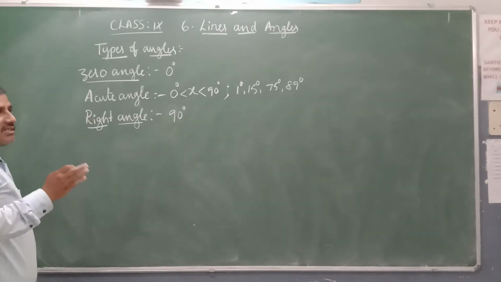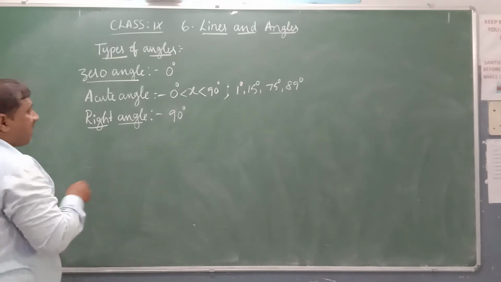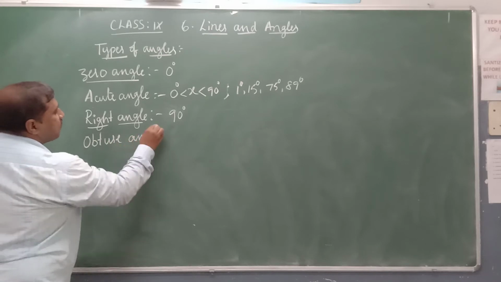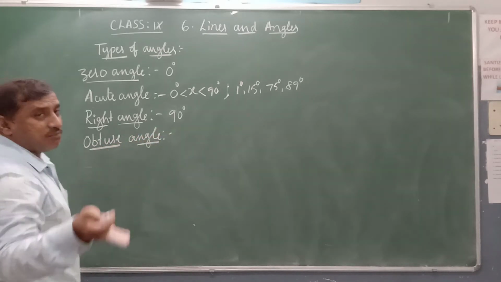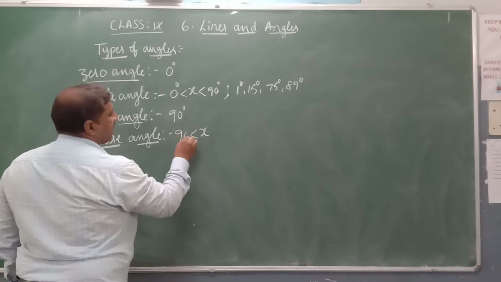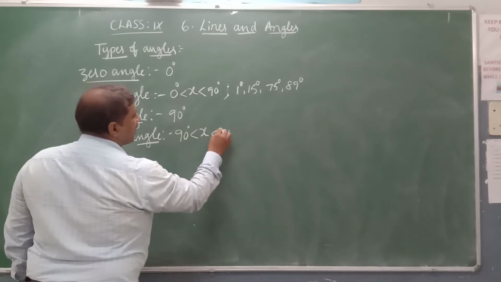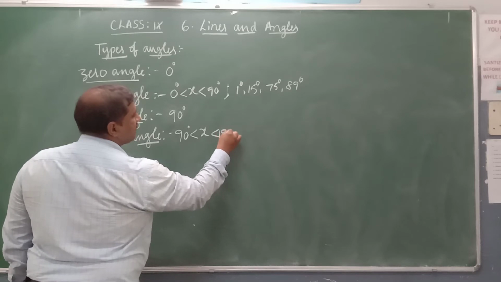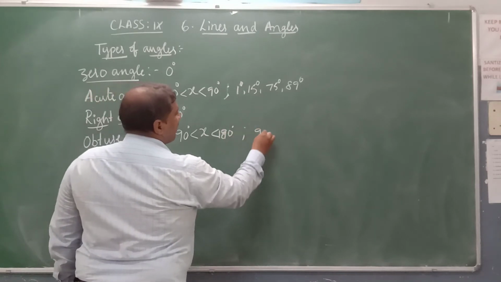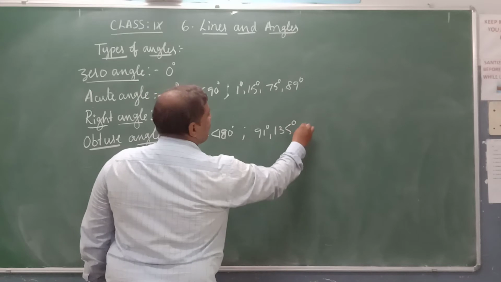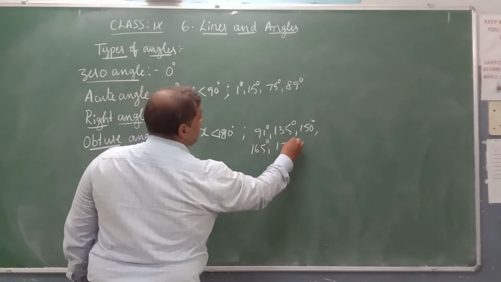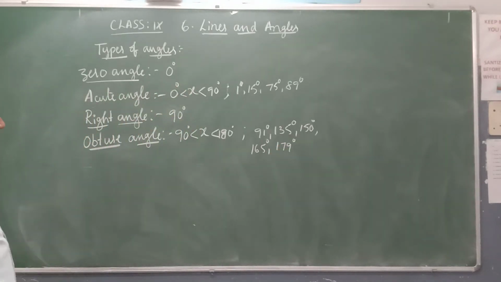Now, what do we call the angles which are more than 90 degrees and less than 180 degrees? They are obtuse angles. So what is an obtuse angle? Let x be an angle which is more than 90 degrees and less than 180 degrees. Such angles are known as obtuse angles. Examples are 91 degrees, 135 degrees, 150 degrees, 165 degrees and 179 degrees. All these angles are obtuse angles.